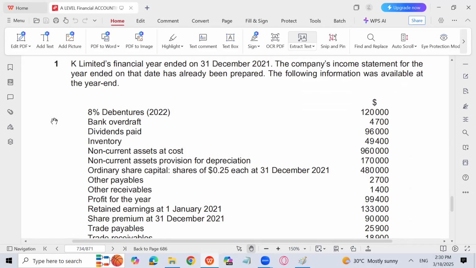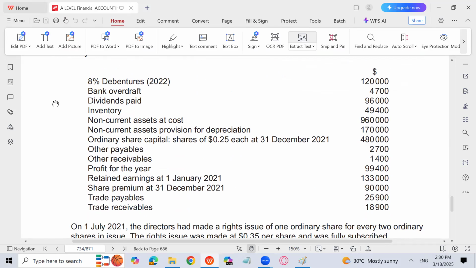Non-current assets, ordinary share capital, 0.25 each. Amount is 4,80,000. So the per share value is less than 1. It means the number of shares will be higher than the amount. So 4,80,000 divided by 0.25 is 1,920,000. These are the shares. Currently, we have 1,920,000 shares.